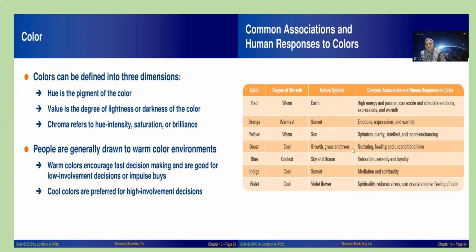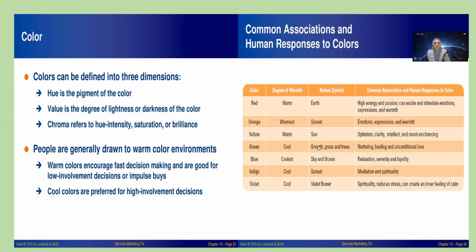These are common associations and human responses to colors. Red, degree of warm, nature symbol earth. Common association, high energy and passion, can excite and stimulate emotions, expressions, and warmth. For orange, nature symbol sunset. Humans respond to color with emotions, expressions, and warmth. Yellow, sun, optimism, clarity, intellect, and mood enhancing.